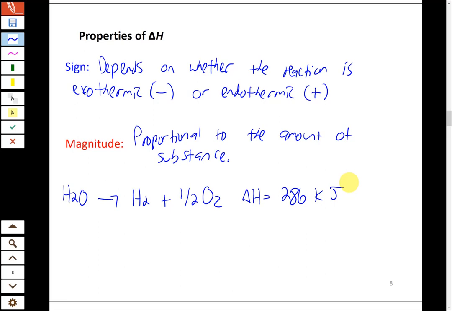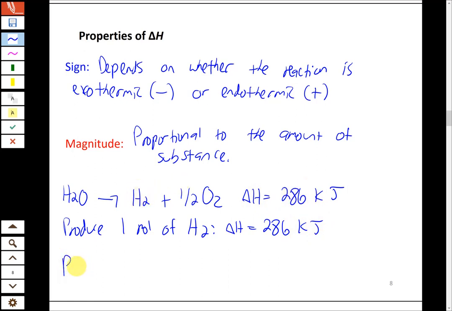And we can almost use this as a little add-on with stoichiometry. So what this delta H tells us, this whole thing here, is called a thermochemical equation. It has a balanced chemical equation, it has the associated delta H, and what it tells us is that if we produce 1 mole of hydrogen, so this equation is balanced with a coefficient of 1 in front of H2, the delta H would be exactly that number, 286 kilojoules. So it requires 286 kilojoules of heat when we produce 1 mole of hydrogen.